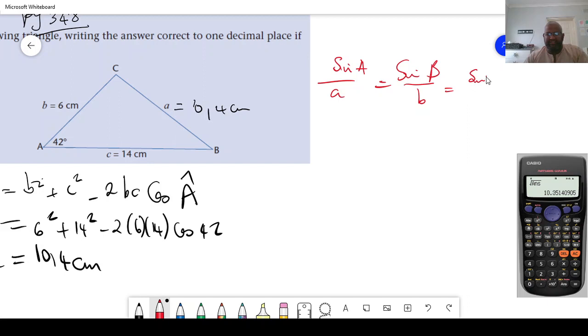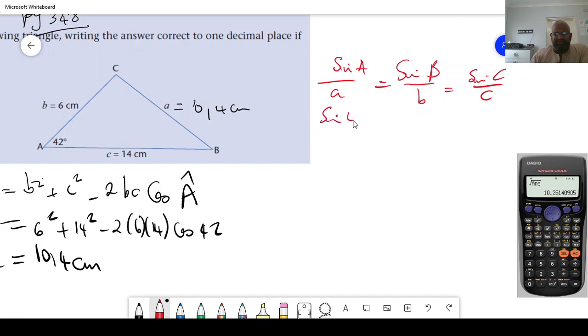Equals sine C over c. Remember, between the two, the application of the sine rule is the easier one to use. Okay. So if you wanted to use the cos, you can use the cos. Okay, there's no problem with that. So what do we have?